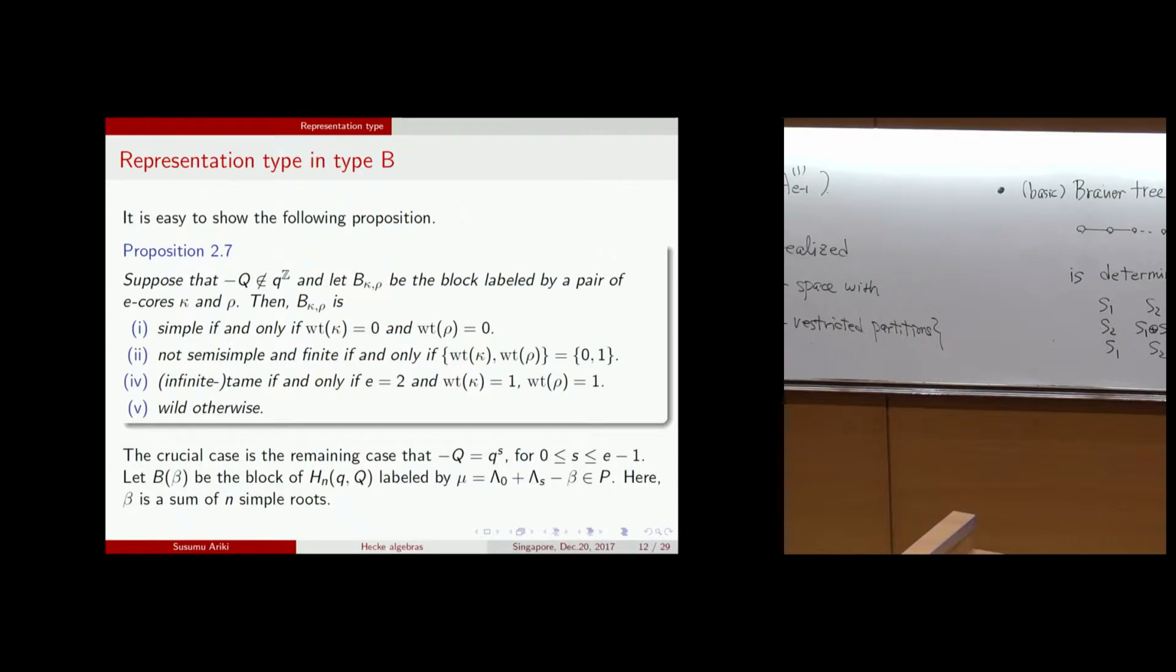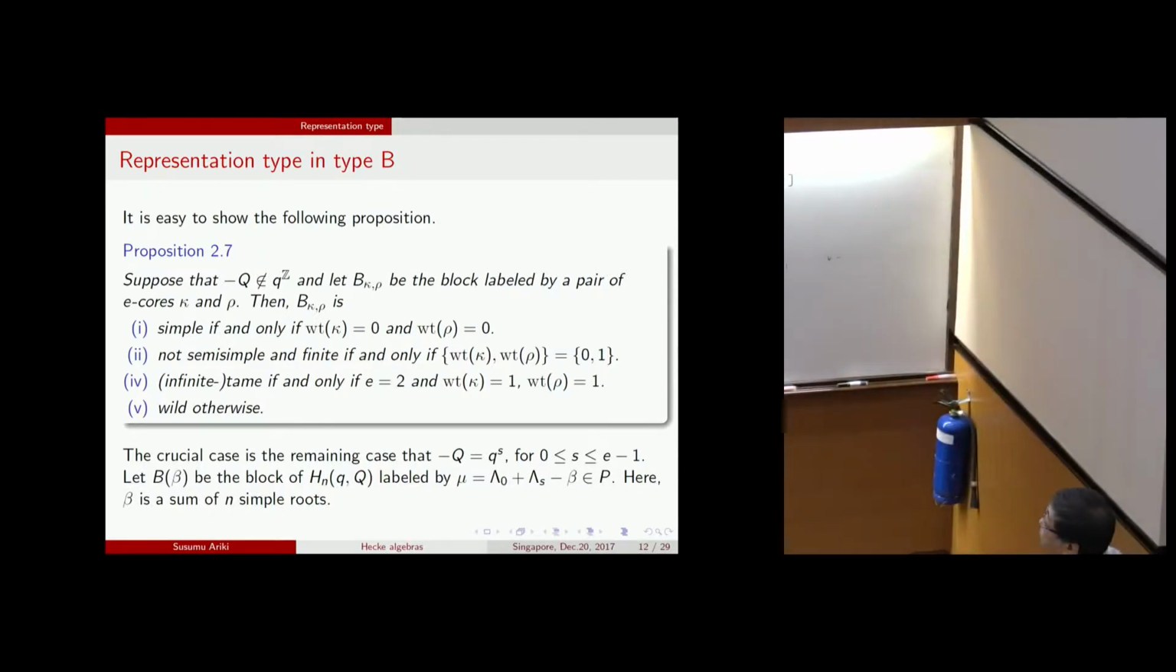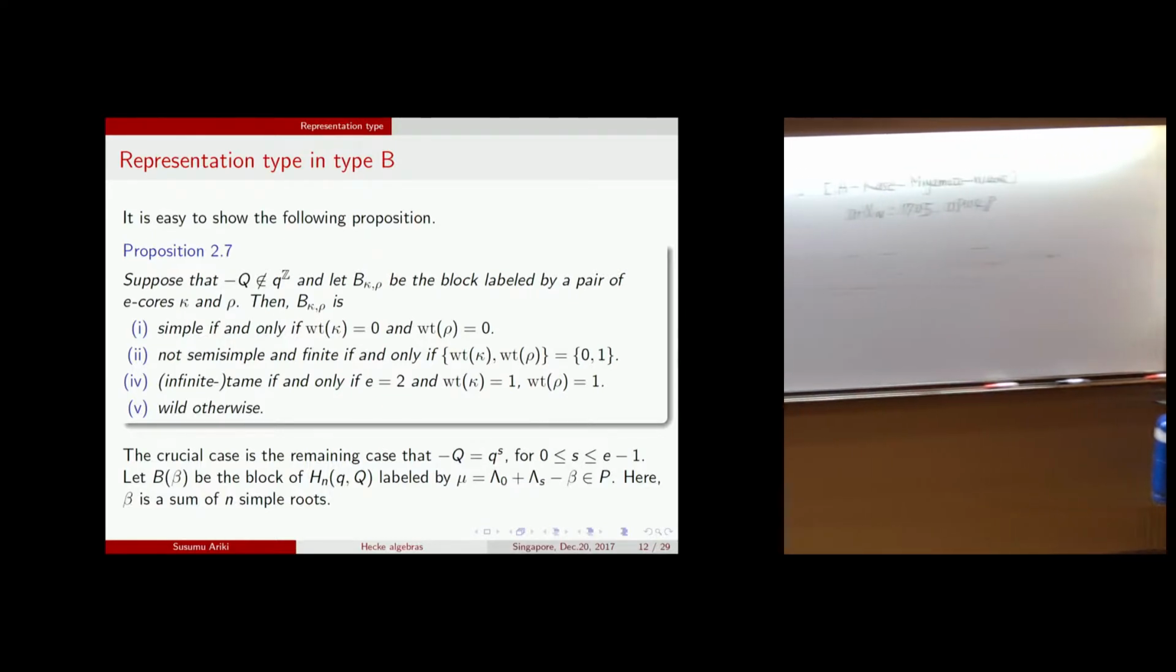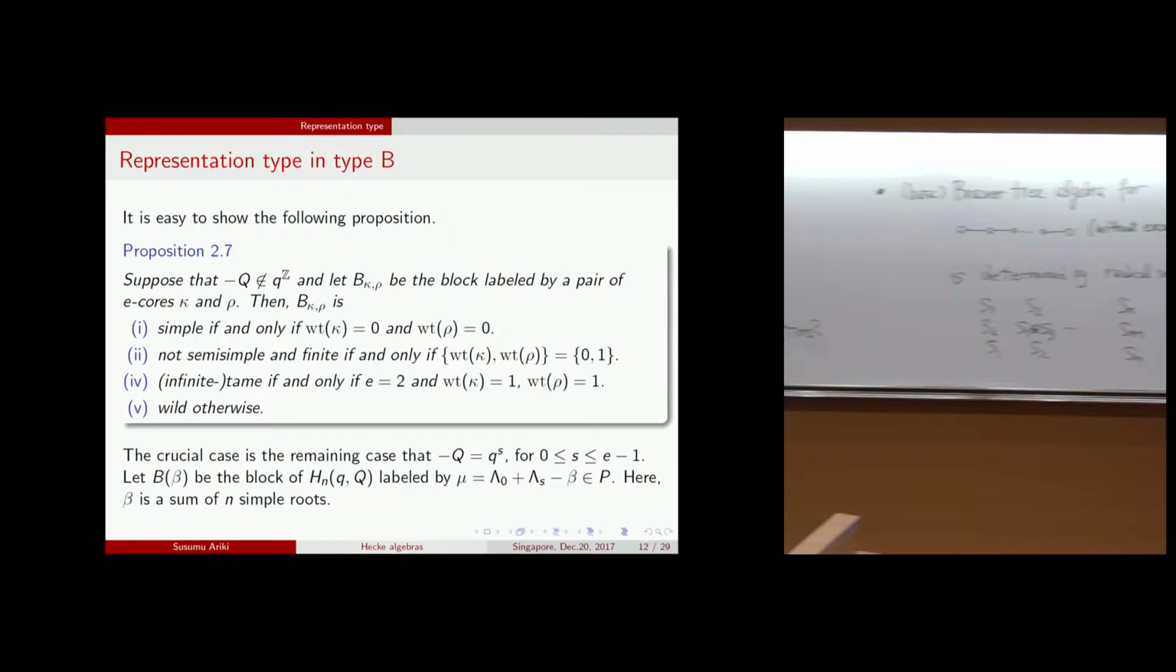So the crucial case is the remaining case that minus capital Q is Q to S for some S between 0 and d minus 1. So let B_beta be the block of H_n(Q) labeled by this weight. And here beta is the sum of n simple roots. And we would like to know their representation type.